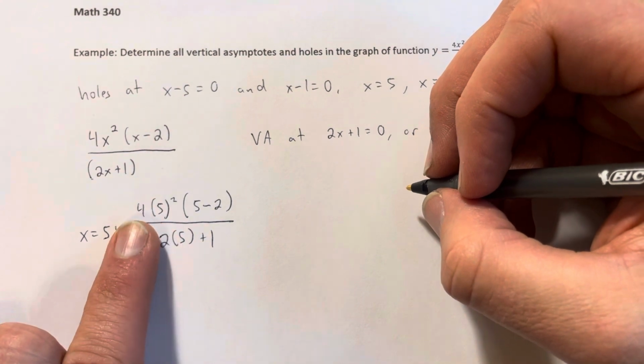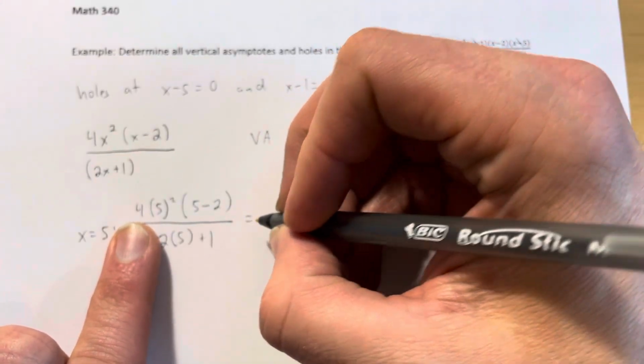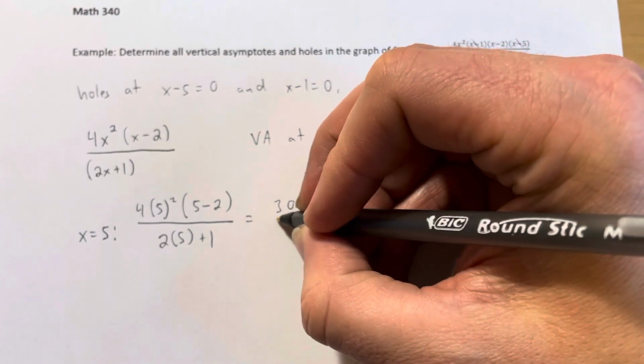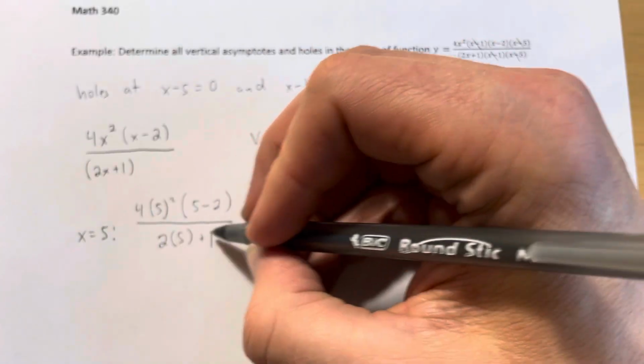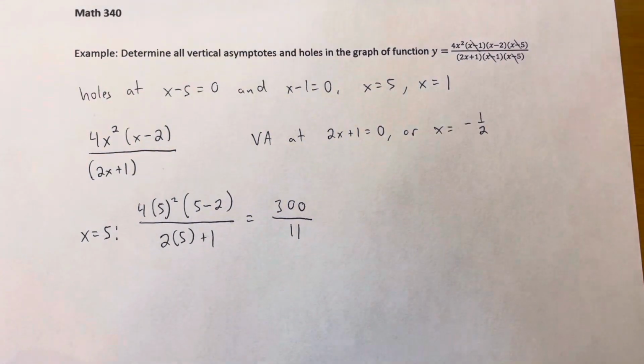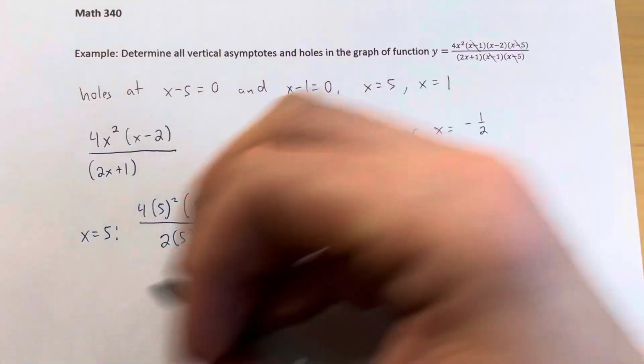5 squared is 25 times 4, that's 100. 5 minus 2 is 3. 3 times 100 would be 300. So that's 300, and then this is going to come out to 11 in my denominator. Leave it as a fraction. That's fine. Next, plug in x equals 1.